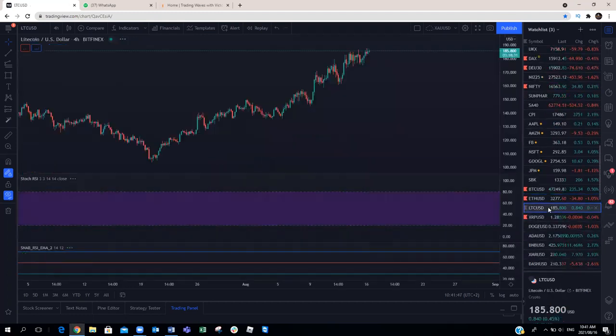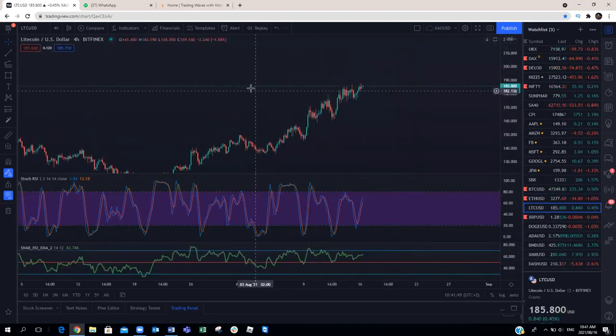Litecoin, same thing. Not as clean as Bitcoin and Ethereum though, but we are seeing this on the 4 hour. We are looking for more upside. Another consolidation on the 1 hour. Litecoin 200 now within reach.